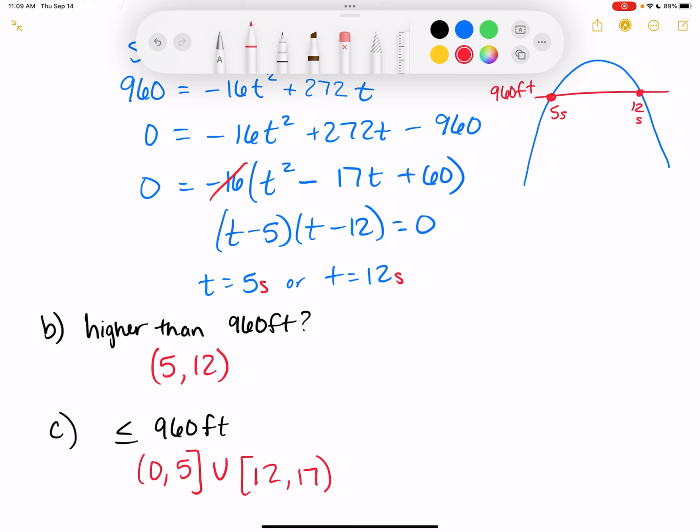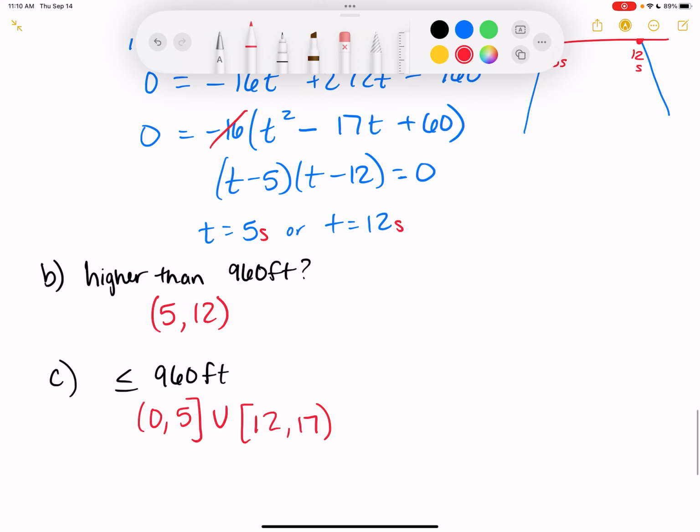Now, if on a test or a quiz you happened to write to infinity, I probably would just make a little note on your paper and be like, well, almost. Not quite. It can't go out to infinity time, because it's hit the ground again.